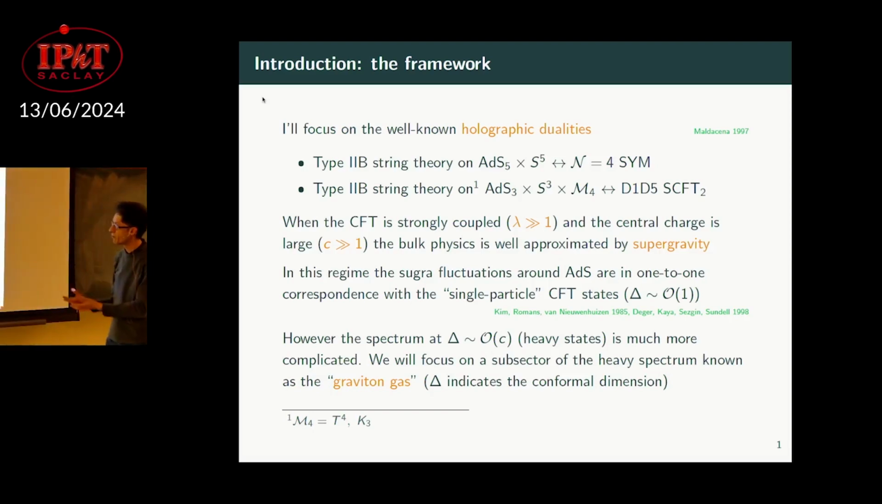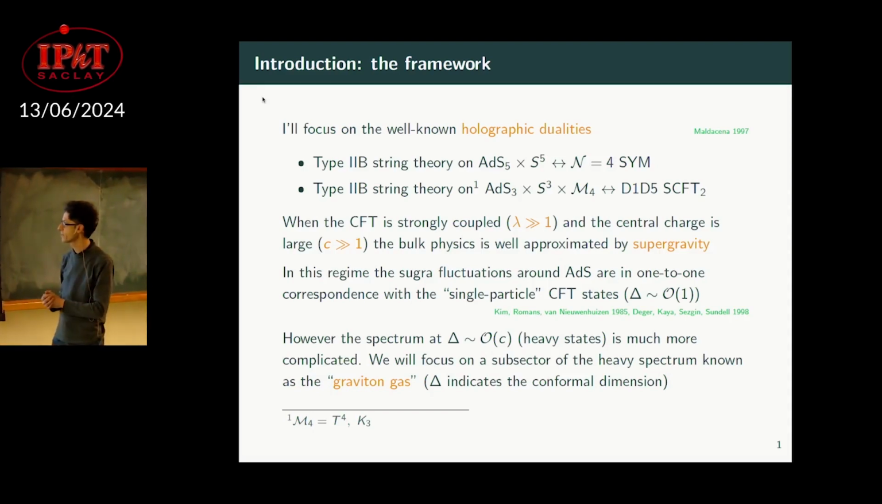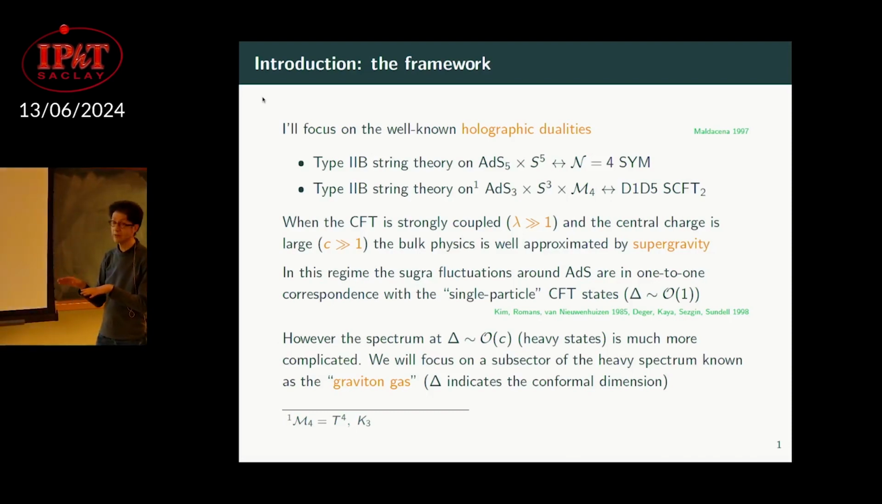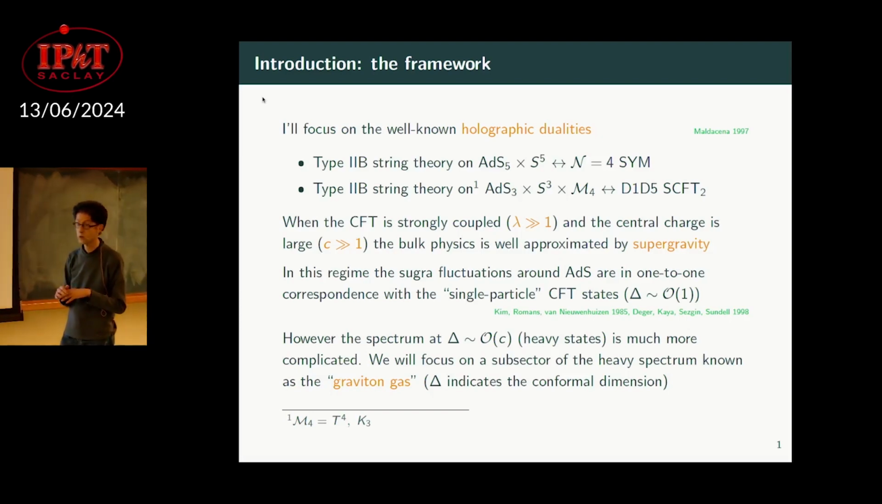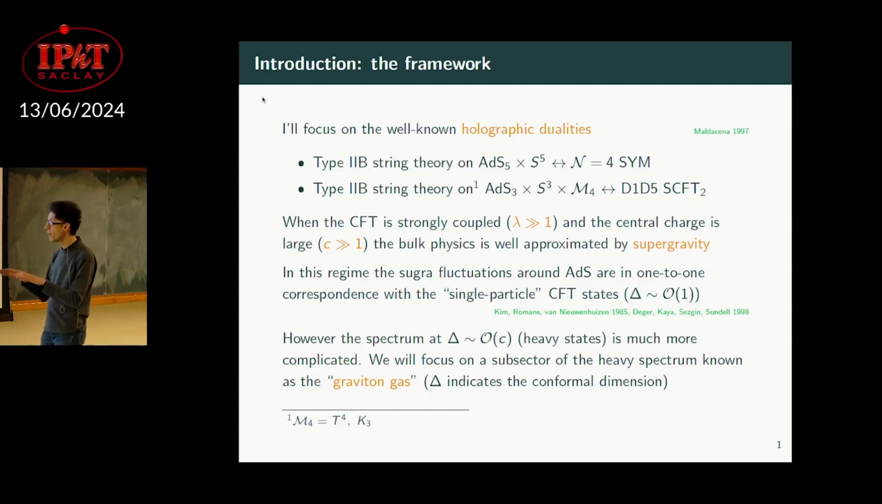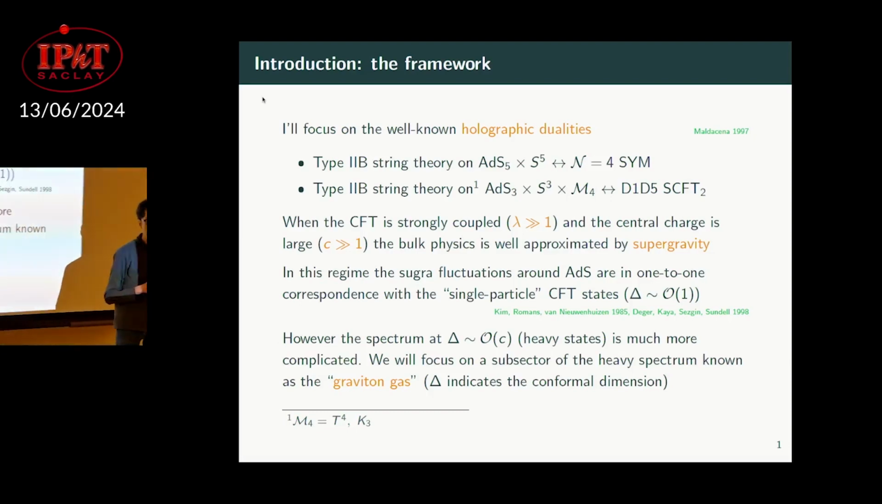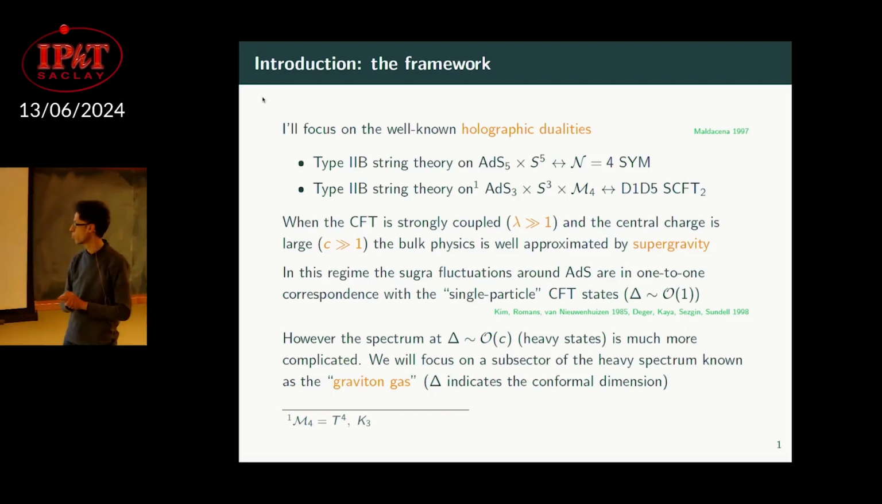Now, one theme coming from the study of black hole microstates is that the spectrum becomes much more complicated when you look not at low-lying states, but at states whose conformal dimension is of the order of the central charge, right? We have seen talks about this yesterday. Let me just remind what we learned yesterday. One of the key distinctions is that you have two broad classes of states. One goes under the name of graviton gas, and the other is the rest, if you want.